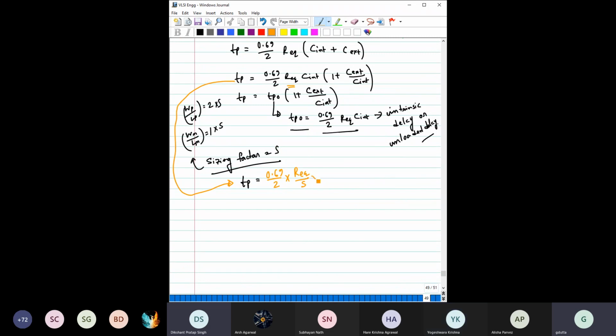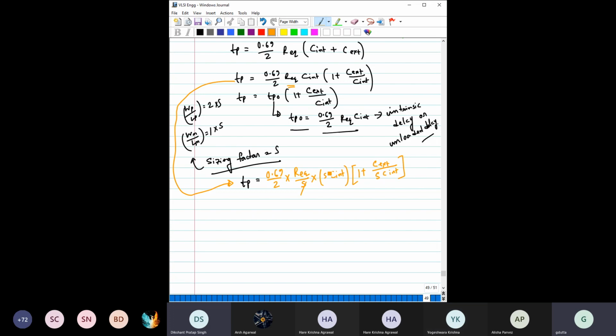Okay, what about C int? Intrinsic capacitance. It becomes S times. It will scale up. Very good. Okay, what about C external? Will it change? It will remain the same. C external and C int we have already seen. C int will scale up S times.